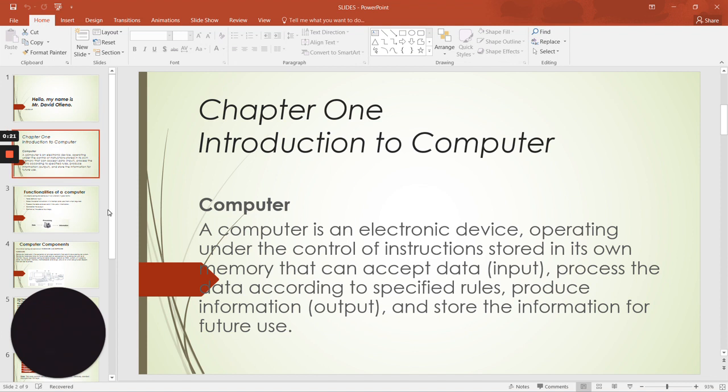Computer. A computer is an electronic device operating under the control of instructions stored in its own memory that can accept data (input), process the data according to specified rules, produce information as output, and store the information for future use.